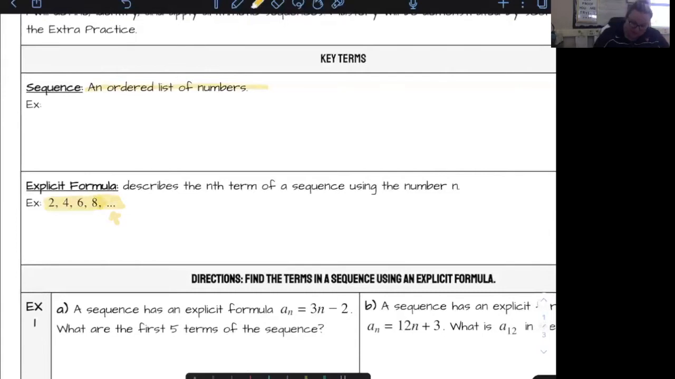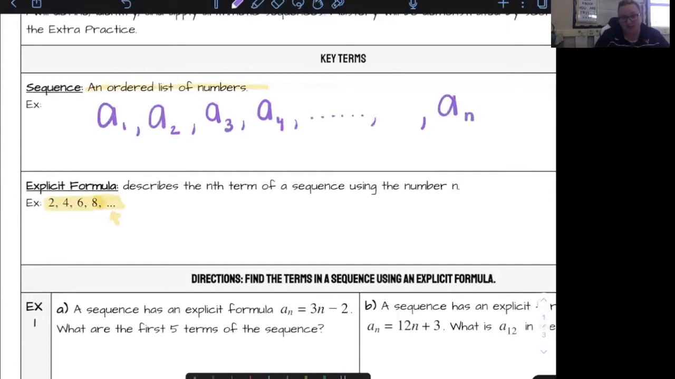So every sequence has a list of ordered terms, and there's always a first term, a second term, a third term, and so on for however long that sequence is. So the way we represent those terms looks like this. Your first term is term a sub 1. The second term is a sub 2. The third term would be a sub 3. Your fourth term would be a sub 4. So on and so forth until you get to your last two terms. And your last term could be a sub n. And then the term before that would be a sub n minus 1.